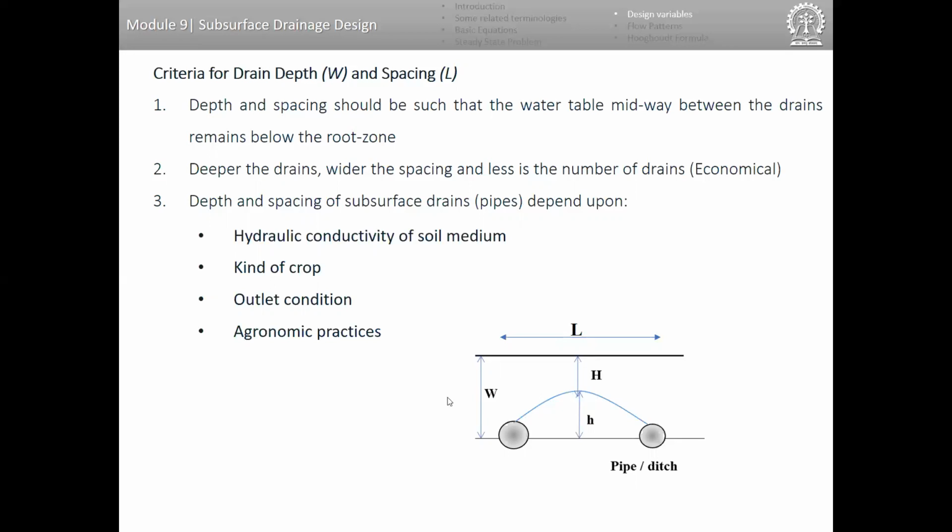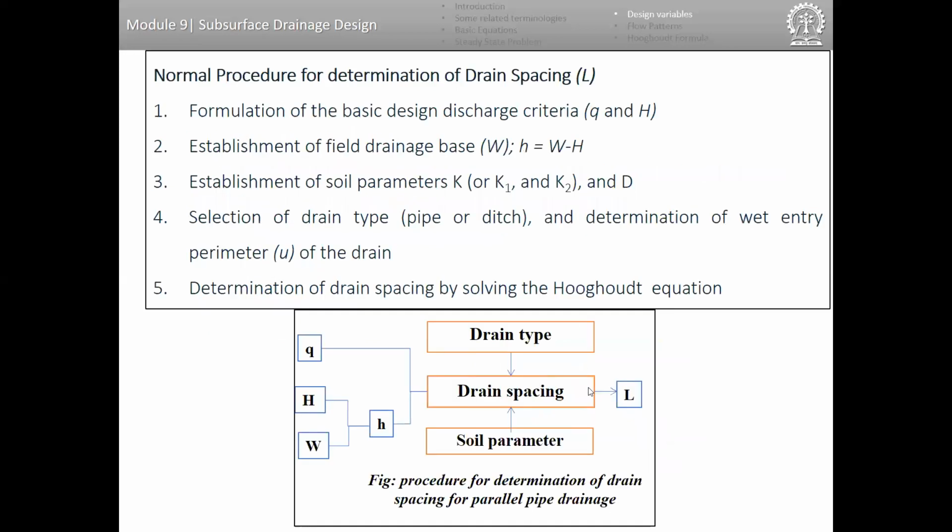In a groundwater drainage system, sometimes our objective is to maintain the water level at the desired depth. Then comes the establishment of the field drainage base. Once Q and H are fixed, then we establish the field drainage base W, and based on that we can calculate h.